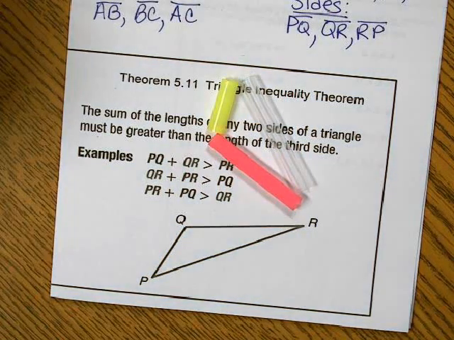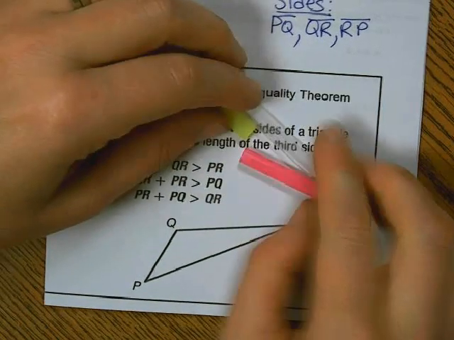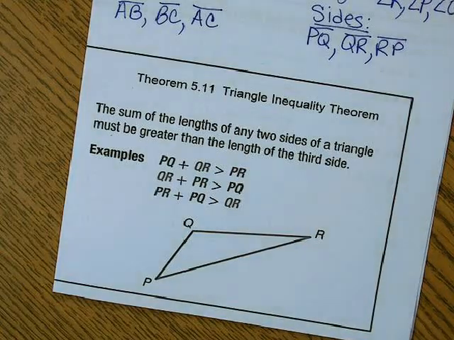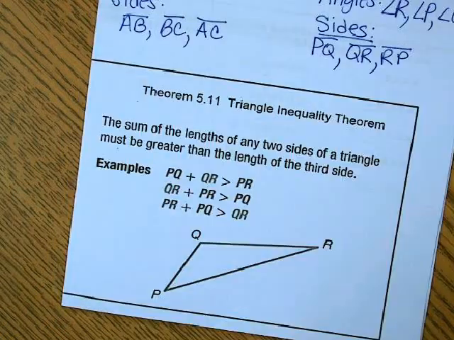So see how they make a triangle? Okay, I made a nice and obtuse angle there. So that's just the rule. Any two straws that I picked had to be longer than the third straw if I put them together. Okay, so that's what the rule is.